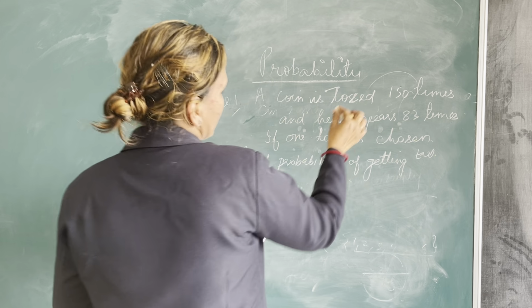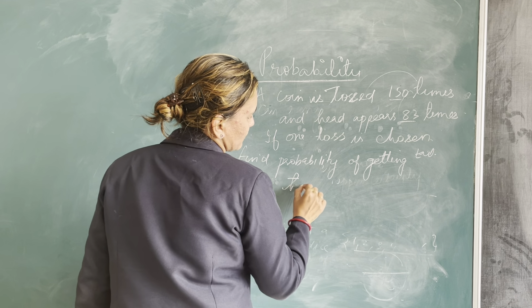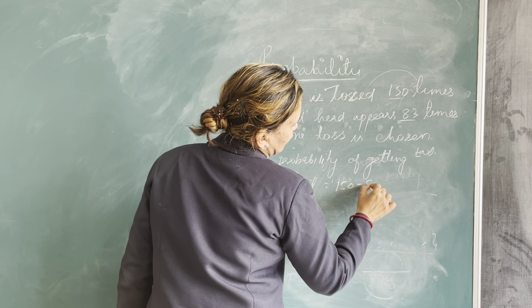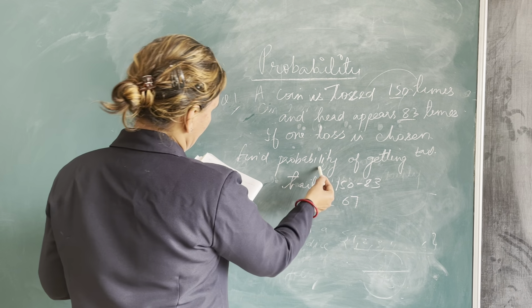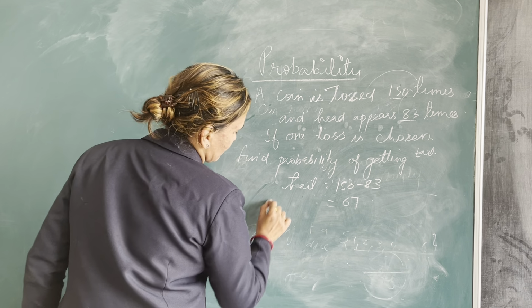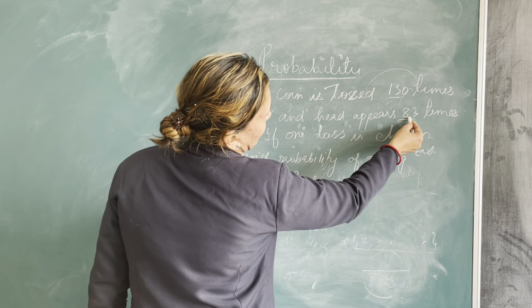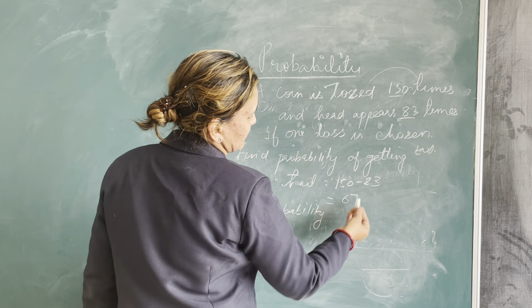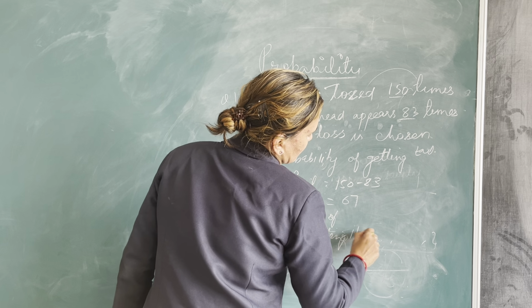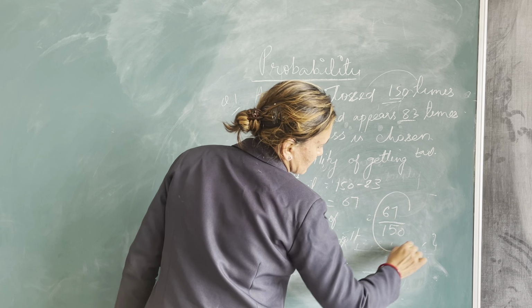Now it is already tossed how many times? 150 times, and 83 times head has occurred. So tail is going to be 150 minus 83, that is 67, right? What is the probability of getting tail? It is again favorable outcomes divided by total outcomes, which was 150. So the probability is 67 by 150. That is your answer.